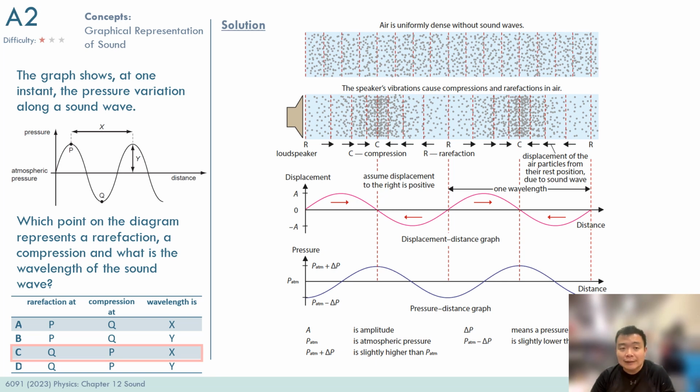Now, a thing to note is that for a pressure distance graph, the horizontal axis doesn't represent zero pressure. In a typical graph, usually the horizontal axis, x-axis, represents zero. But in this case, the horizontal axis represents atmospheric pressure, and if the graph is above the horizontal axis, it means that the pressure is higher than atmospheric pressure. If the graph is below the horizontal axis, it means that the pressure is lower than atmospheric pressure. So just need to take note of this special value for the x-axis in a pressure distance graph.